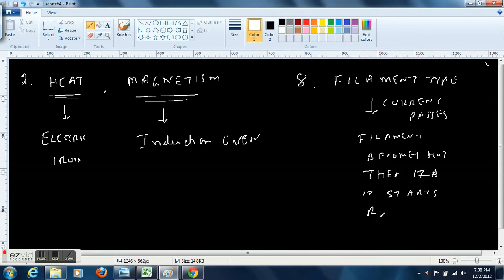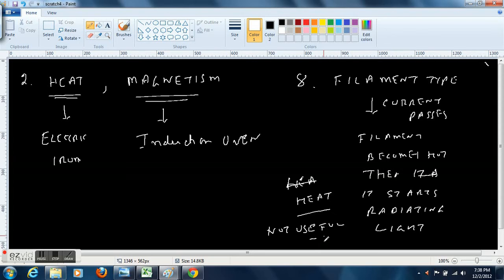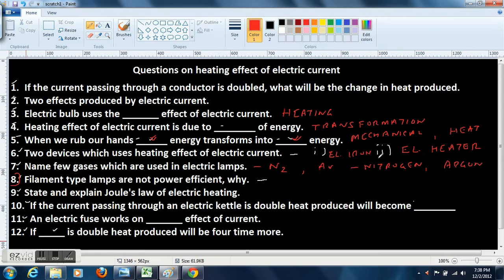On the contrary, fluorescent lamps are very efficient because here heat is not produced. It works in a different way. So first, in filament type lamp, current passes through the filament, becomes very hot, then it starts radiating light. So it produces lot of heat which is not useful, only light is useful. So in order to produce light, it has to be heated, and lot of heat energy gets wasted. So that is the reason why filament type lamps are not really very efficient.